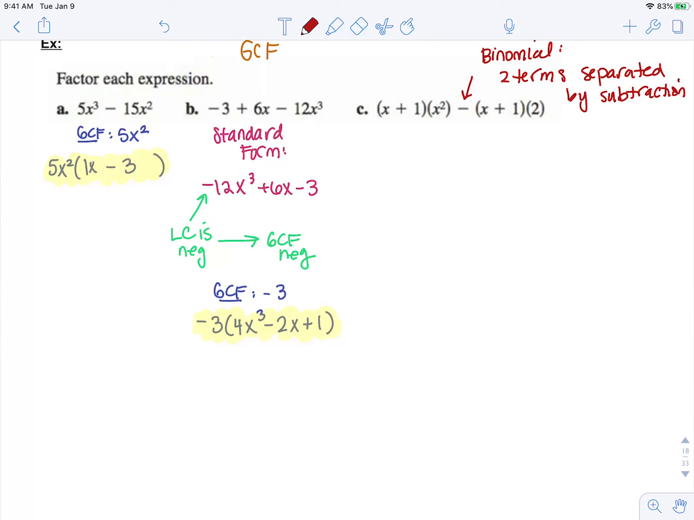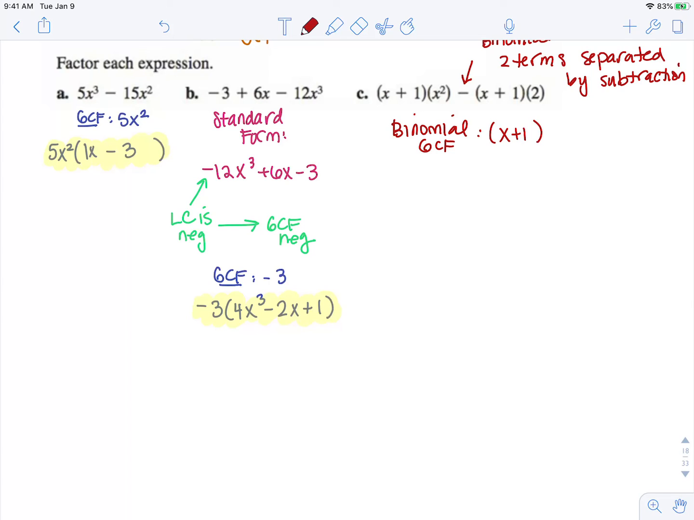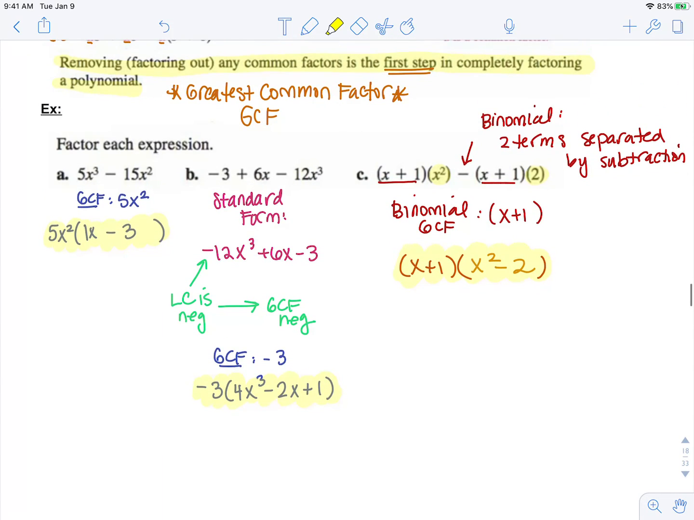So if I look at this two-term binomial, I see that there is a binomial GCF of x plus 1. If I factor out this binomial GCF of x plus 1, we have to see that what will be left is what x plus 1 is being multiplied by, which is x squared minus 2. So sometimes there are binomial GCFs. We always look for greatest common factors first when factoring polynomials.